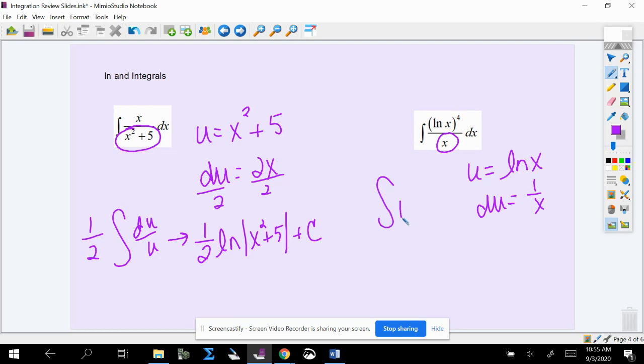So what's being done to this? It's being taken to the 4th power. This is just a power rule. So you get u to the 5th over 5, which is natural log of x to the 5th. You can put the 5 outside parentheses, or you can put it between the ln and the x, plus c. We did this in section 5.2, if you're trying to look in your notes and kind of follow along.